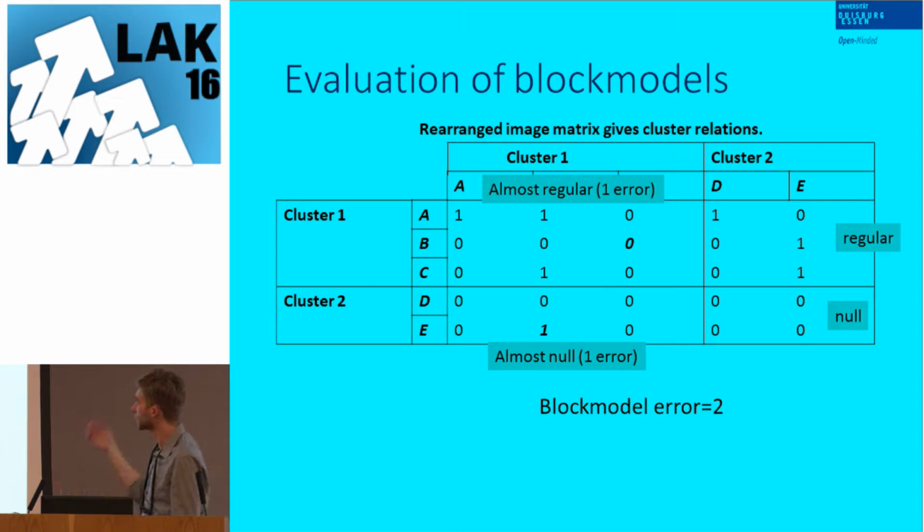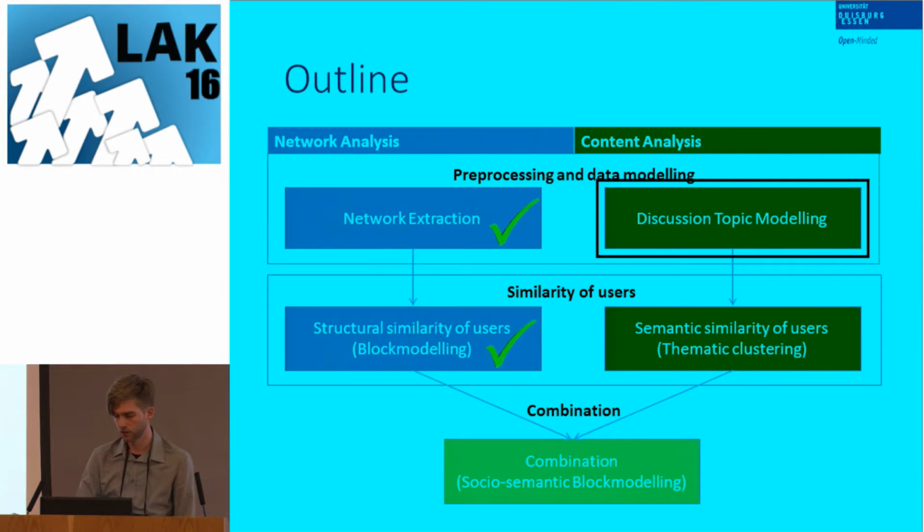So we have almost regular blocks and almost null blocks. For instance, this block, if we change the bold 0 to a 1, we will have a regular block. So it's almost regular. The same for the block between cluster 2 and cluster 1. It contains only zeros, only one 1. If we change the 1 to a 0, it would be a null block. So with an error of two modifications, we can make it a perfect regular equivalence block model. The goal is usually to find a block model which has the smallest possible error.